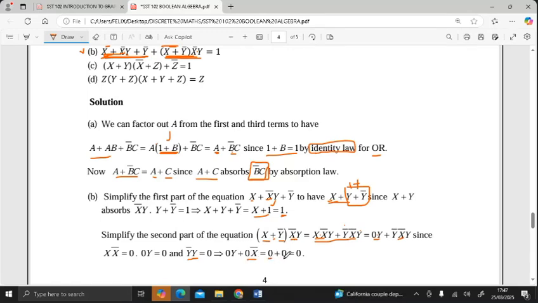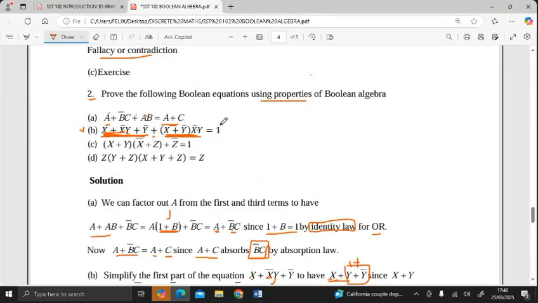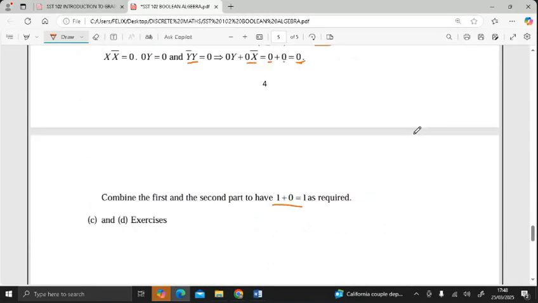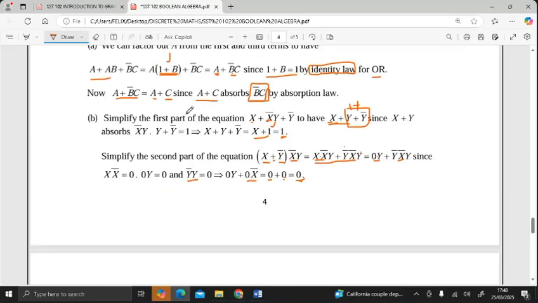Now, this one, because of commutativity, we can interchange this y complement and y. And that is why we shall have, look at this here, y and y complement. You can see that, so that gives us 0 by x complement. And in that case, 0 dominates, and that is why we have this to be 0. And therefore, we have 0 or 0, which is equal to 0.